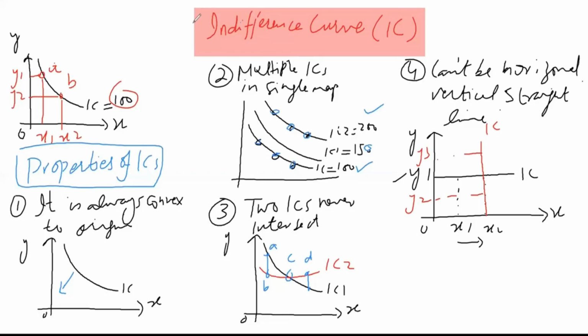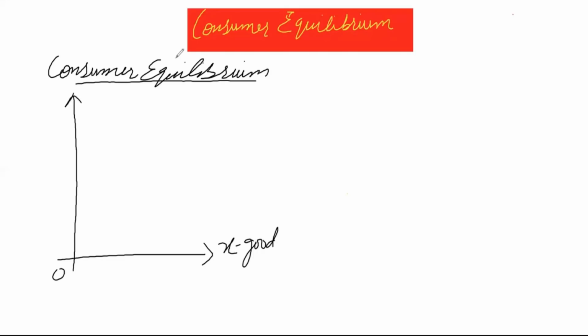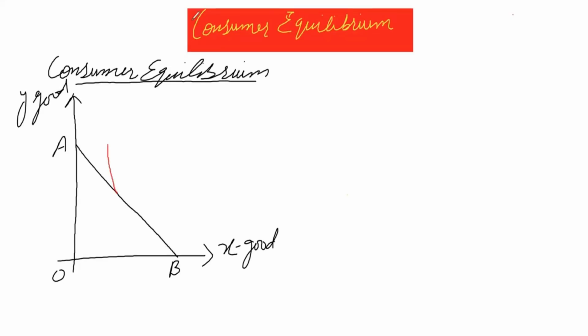Next is consumer equilibrium. So we will now combine the concept of budget line and IC curve in a single graph to show consumer equilibrium. Consumer equilibrium is a point where budget line is tangent to indifference curve, and we can draw budget line AB and then IC curve. So budget line is tangent to IC curve at point E, where consumer purchases y1 quantity of y good and x1 quantity of x good.